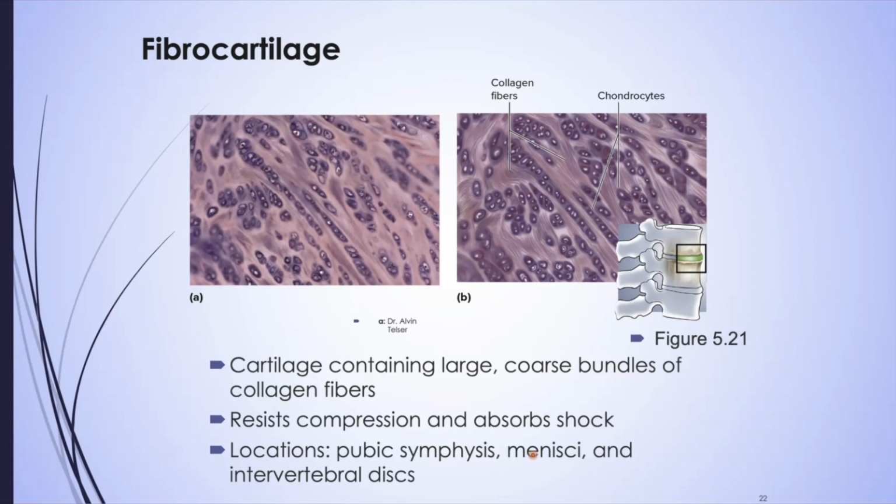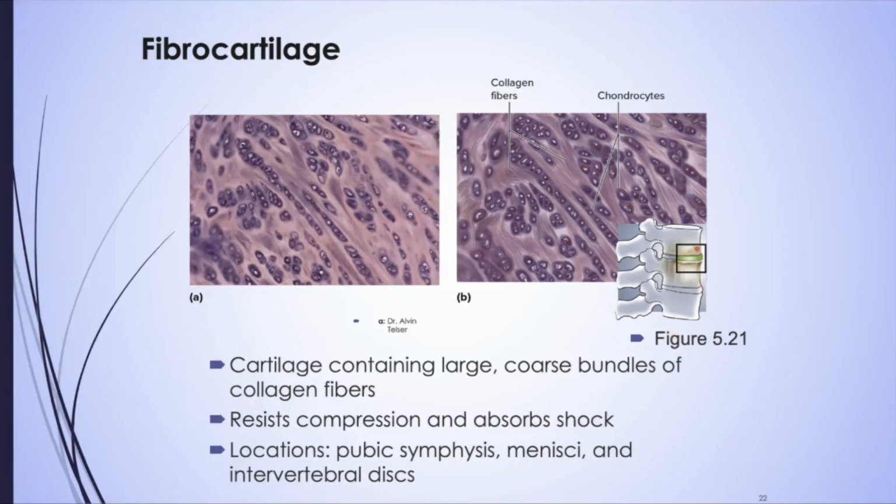Fibrocartilage. Your fibrocartilage is going to contain large, coarse bundles of collagen fibers, okay? It resists compression and absorbs shock. And so you are going to find this in the pubic symphysis. That is the small area between the front of your hip. We're going to go through all of that when we go on our bones. And then the menisci, also intervertebral discs.